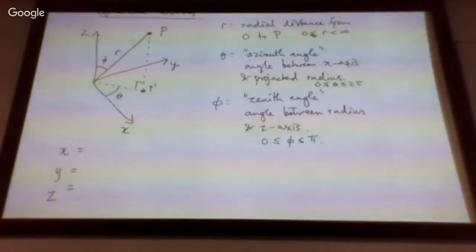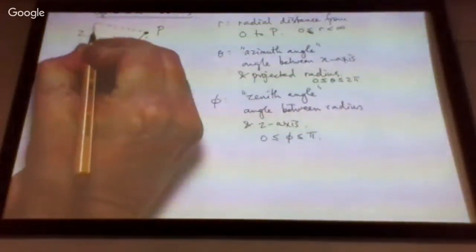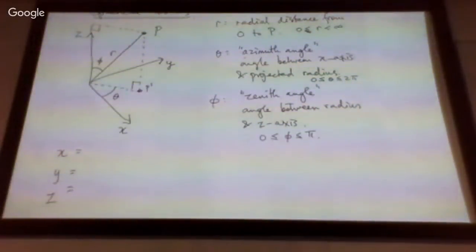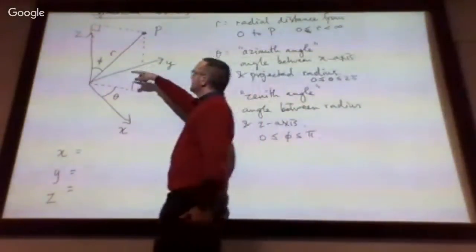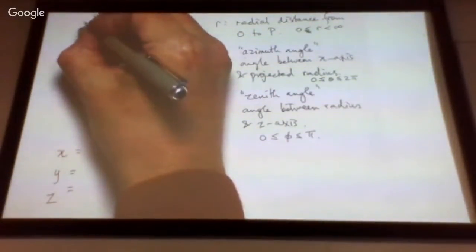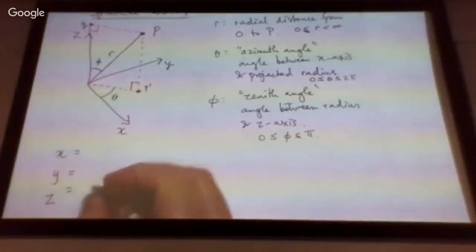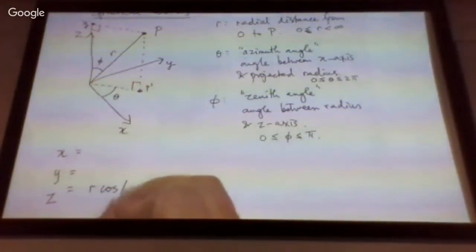Well, the easiest one, you see there's a couple of rectangles here. There's another kind of equivalent rectangle hitting the z-axis there. So if you look at this triangle up here, for which r is the hypotenuse, this quantity along the z-axis will be the actual z-coordinate of the point P. And so the z-coordinate will be r times the cosine of phi.